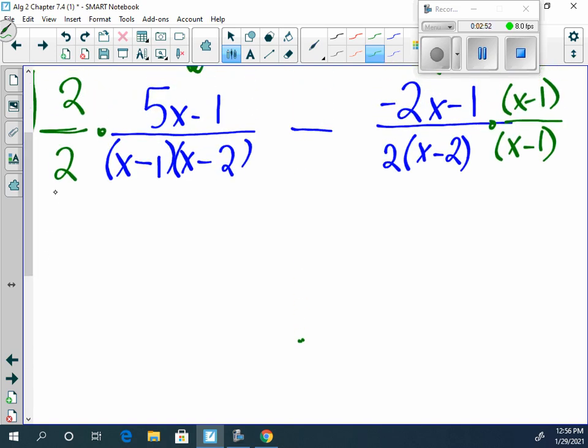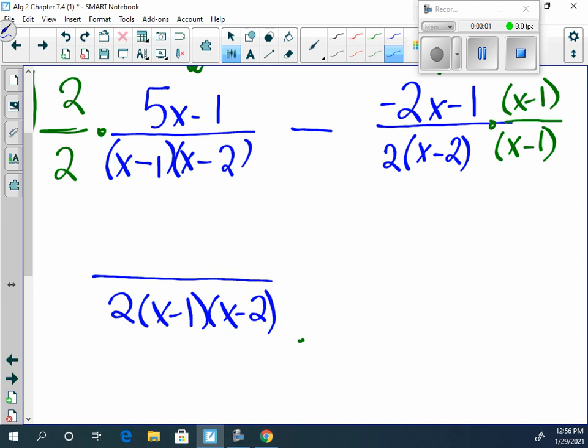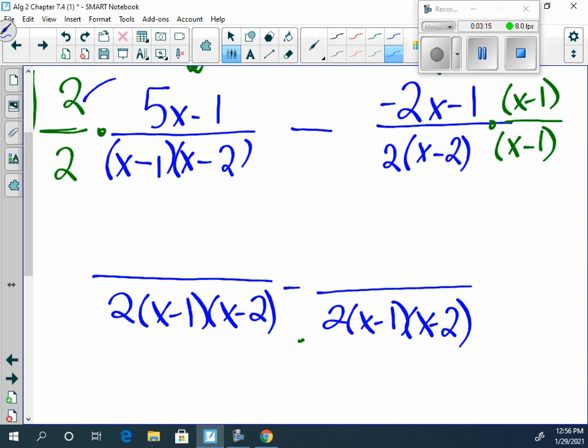Now that we have the denominators the exact same, we have 2 times x minus 1 times x minus 2, minus 2 times x minus 1 times x minus 2, because the denominators are going to be the exact same. Now the numerators we do have to multiply through. So we do 2 times 5x and 2 times negative 1. Well, 2 times 5x is 10x. 2 times negative 1 is negative 2.